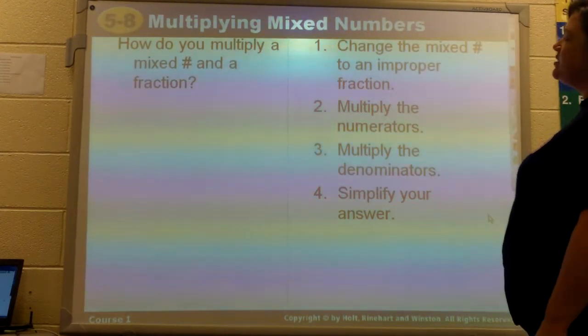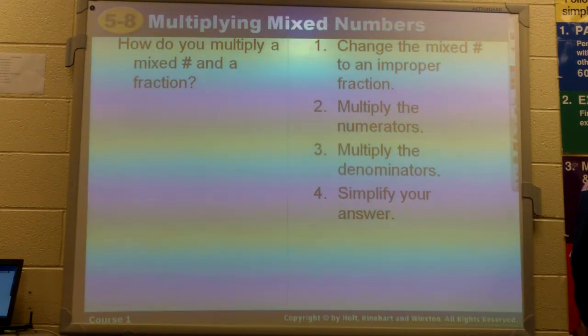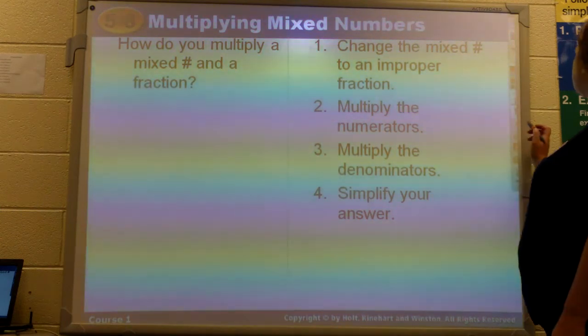How do you multiply a mixed number and a fraction? First, change the mixed number to an improper fraction. Second, multiply the numerators. And third, multiply the denominators. Fourth, simplify your answer.